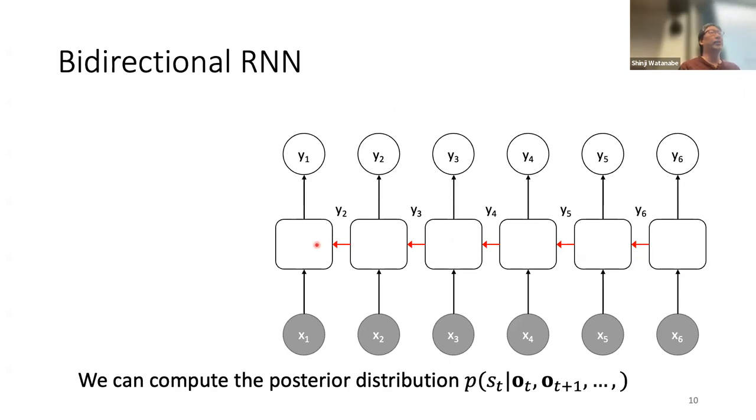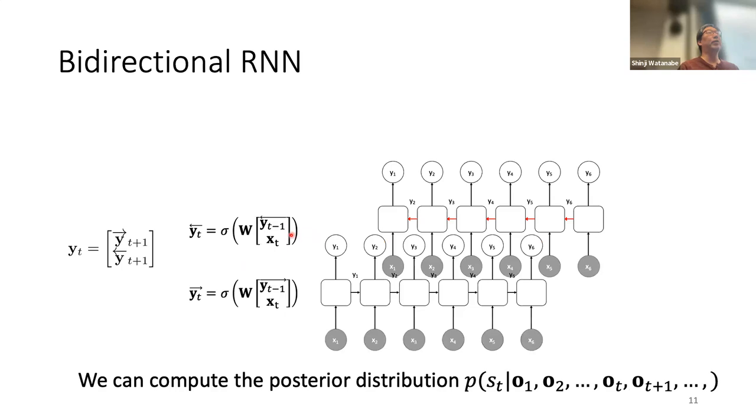And how do we leverage it? We simply concatenate these two pieces of information, and then we can consider the entire context, from all the history to the future. This neural network is called a bidirectional recurrent neural network.